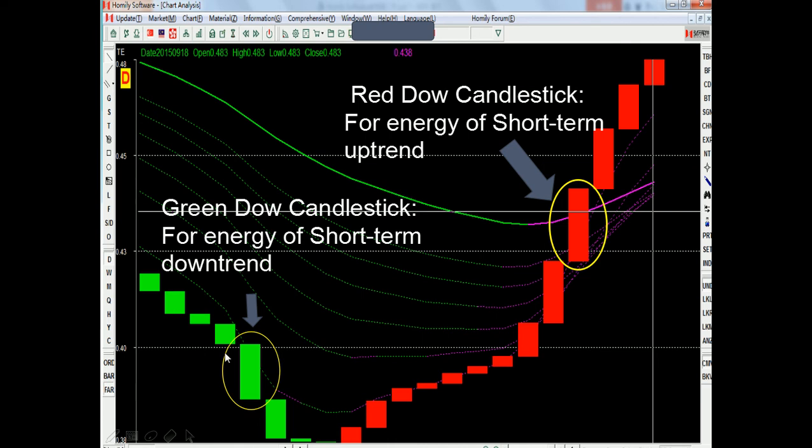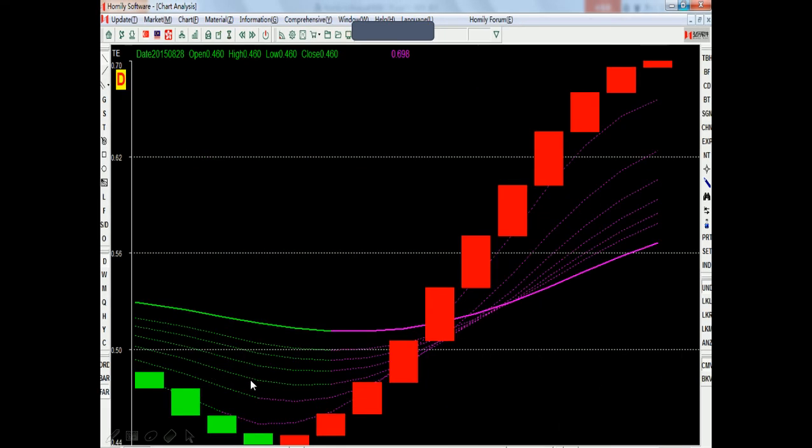If you see green, it means the short-term is going down. If you see red, it means the short-term is going up. So how to make a choice? Here you can see when the green becomes red, now here is the first buying point.